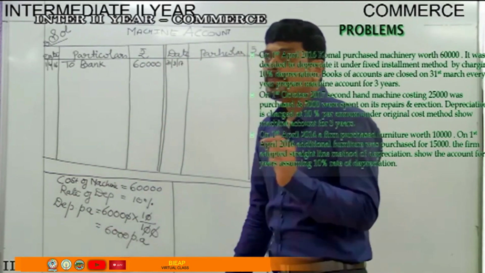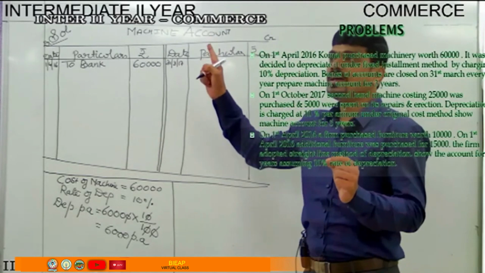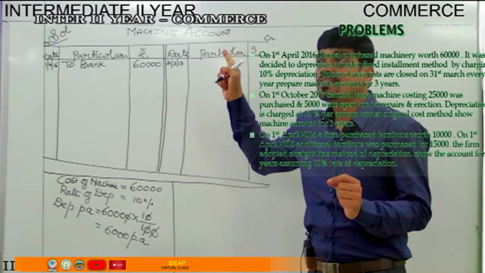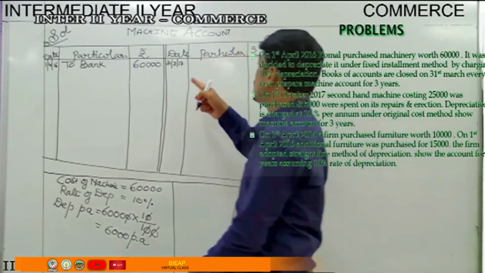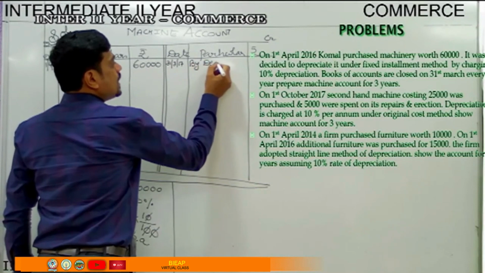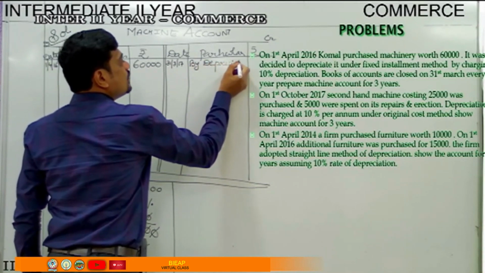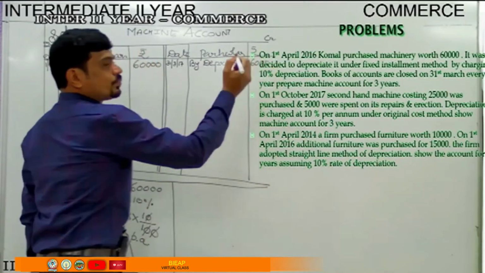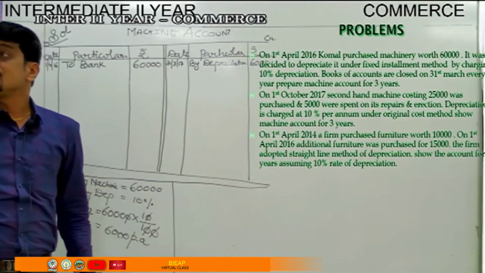Depreciation account is debited to the asset account. So which account is credited? The asset account is credited. So we'll come to the credit side: by depreciation. We'll write in full, by depreciation, 6,000. Now we have to find the balance.